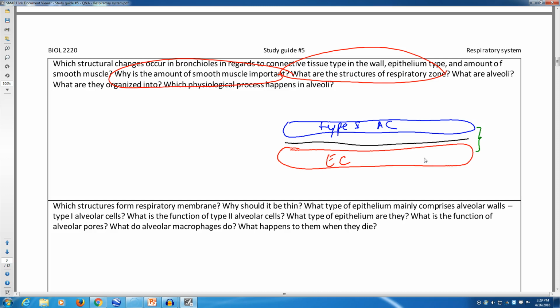Please know that type 1 alveolar cells are simple squamous. Type 2 alveolar cells are cuboidal, and they produce surfactant. The function of alveolar pores is to equalize the pressure in different alveoli. Alveolar macrophages clean up whatever gets in the lungs, right? And then what happens to macrophages when they die? With the mucus, they get expelled up towards the larynx where we swallow them. Clear?